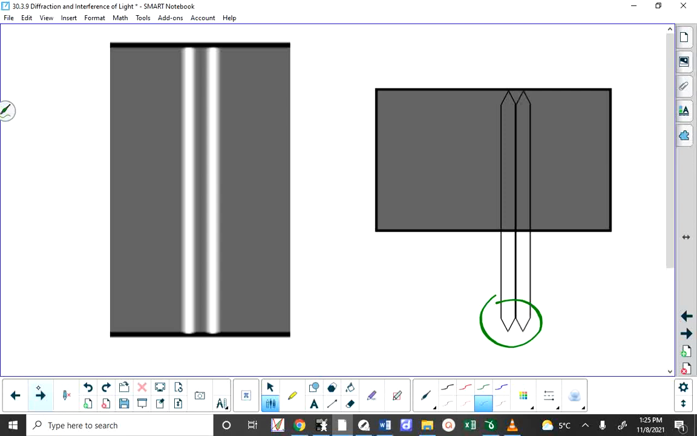And if light is a particle, when you shine light through those two slits, you should just see two lines of light, but he didn't. He saw what we've been looking at in the lab on the ceiling.